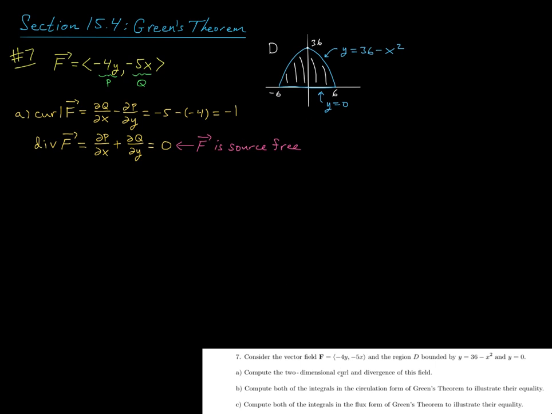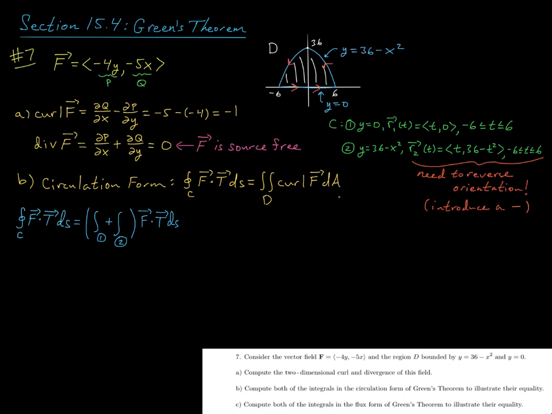All right, part B says compute both of the integrals in the circulation form of Green's theorem to illustrate their equality. Okay, so here is the circulation form of Green's theorem. So we'll go ahead and start by computing this line integral on the left, which does take some work because you'll notice here for the boundary of our region D, we have to break this up into two pieces, right? We have the straight line segment where y is 0, and then we have this parabolic portion of the boundary.